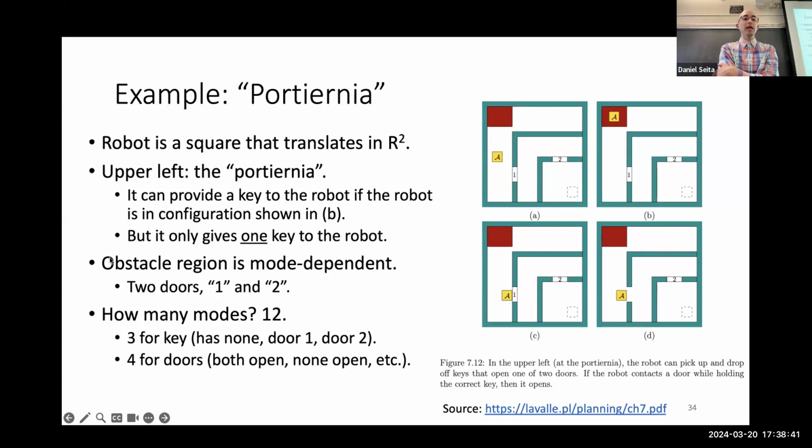So do you see why the obstacle region is mode dependent? Because if you have your key to door one, then door one is not really an obstacle in some sense. The door is not an obstacle for the robot to go through the space from the door. We're assuming that there's nothing like the door opening and then making another obstacle.